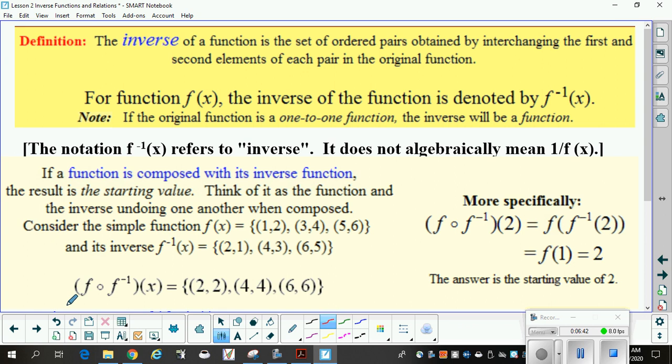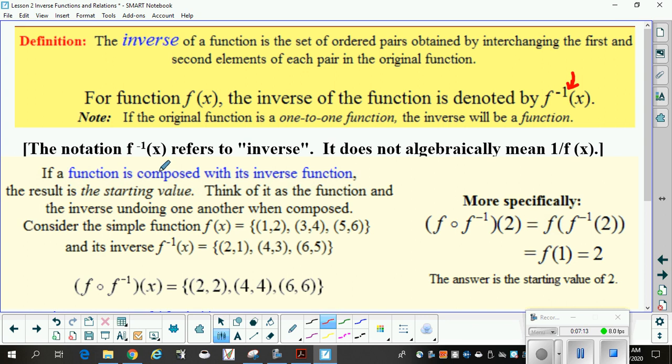The inverse of a function is a set of ordered pairs obtained by interchanging the first and second elements of each pair in the original function. Basically, swap x and y. So for function f of x, the inverse of the function is denoted by f raised to the -1 of x. If the original function is a one-to-one function, the inverse will be a function. One thing to note, this means inverse, okay? Inverse, not reciprocal.